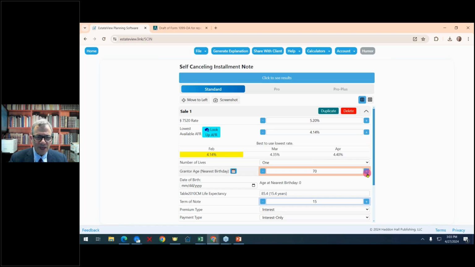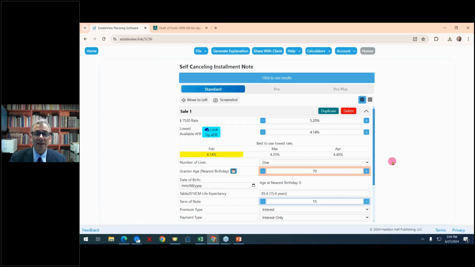And then let's just say that I have a 70-year-old expected to live under the tables 15.4 years, and I'm going to do a 15-year note, interest only, that's going to balloon. And the note is going to cancel on death. If the client dies within the 15 years, because the note cancels on death, the note amount is not subject to estate tax, so that's a big advantage.